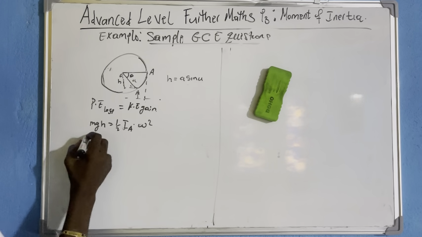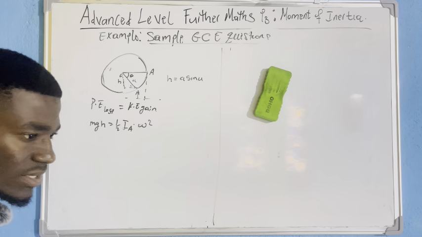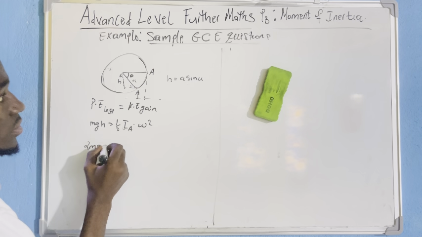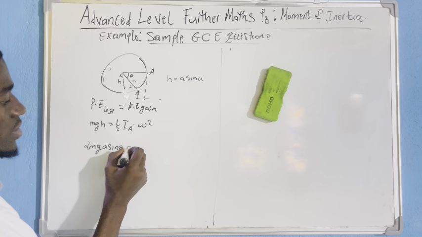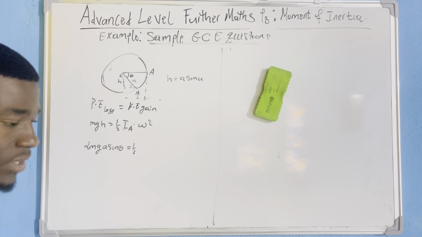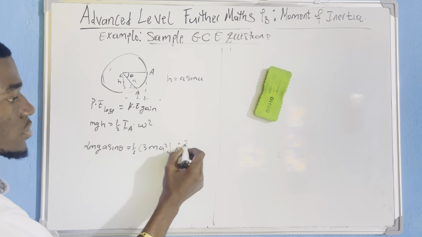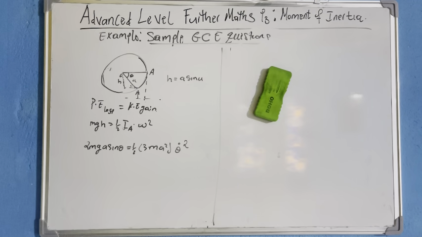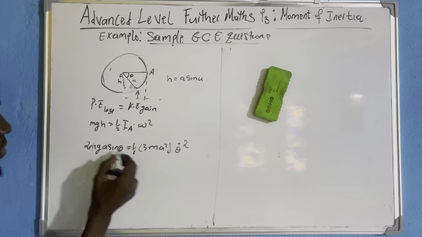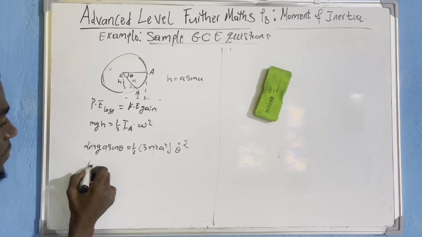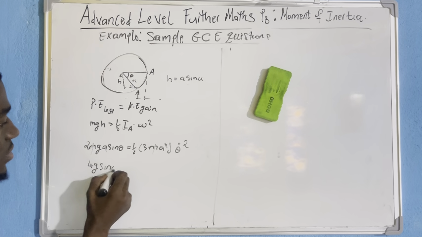Then I will come and use it here. The mass of this is 2m. So I will replace: 2m g a sin θ simply equals half, the moment of inertia we calculated, which was 3m a squared, times θ dot squared. I think from there the proof will come out. m cancels with m, a cancels one time, these two can come here, and I'll have 4g sin θ.